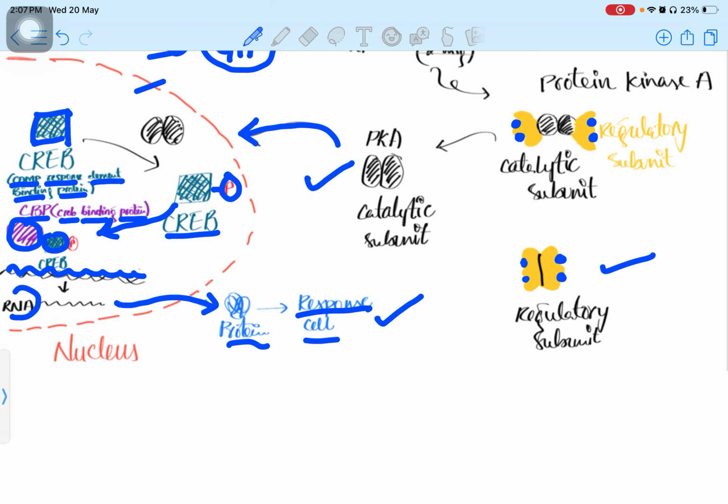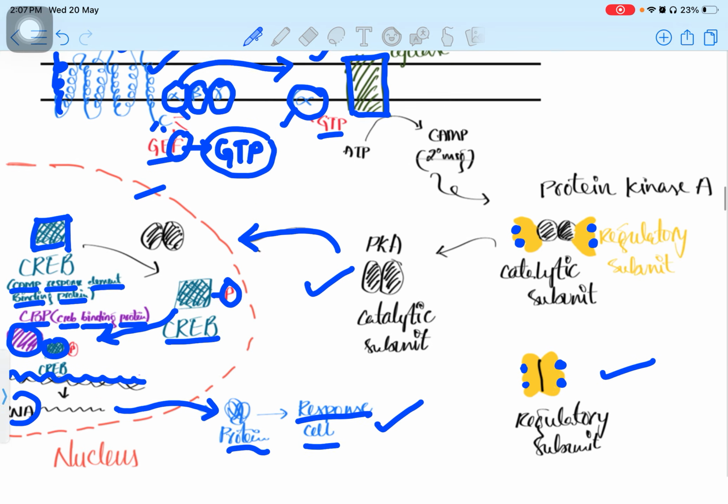All this process happens inside your vision pathway, or it could also be happening inside your smell processes, whatever you are smelling at that time. GPCRs are the only ones working there.